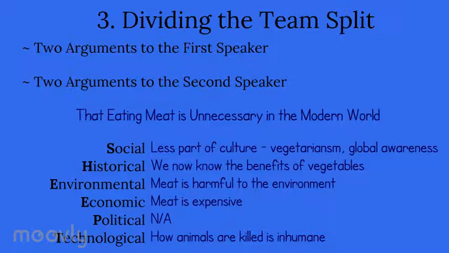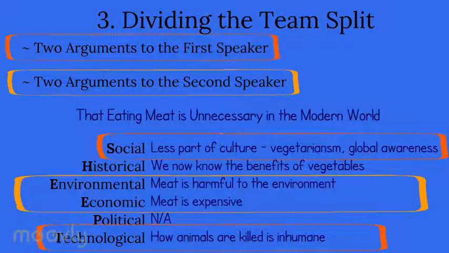The final step is to divide the team split between the speakers. 2 arguments need to go to the first speaker, 2 arguments to the second speaker. The third speaker does not need any arguments because their main job is to rebut and to summarise the arguments. So, if we have a look at the topic we had before, we might divide the arguments by having the social and technological arguments being given to the first speaker. And then the second speaker might have the environmental and economic arguments.